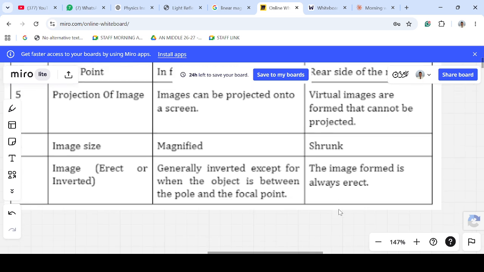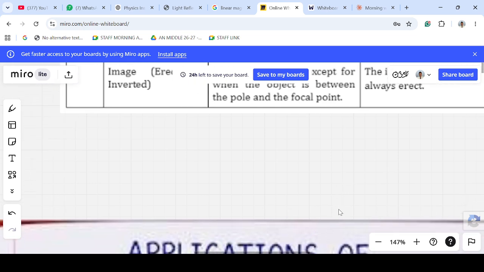Either the image is erect or inverted. Generally, in concave you are going to get inverted, except when the object is between the pole and the focal length. Make a note. Generally inverted only, but when the object is placed between the pole and the focal length, then you will get erect. In convex, the image formed is always erect.